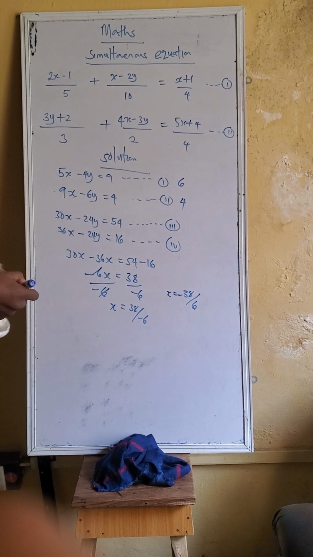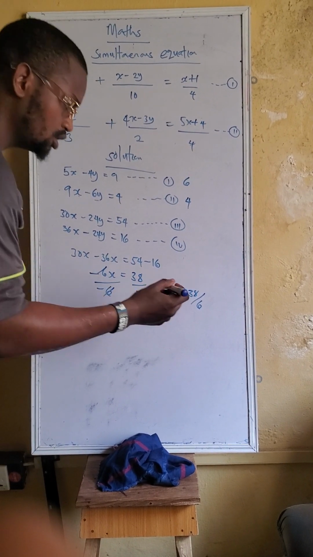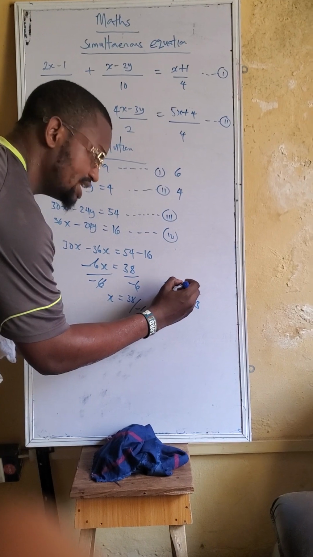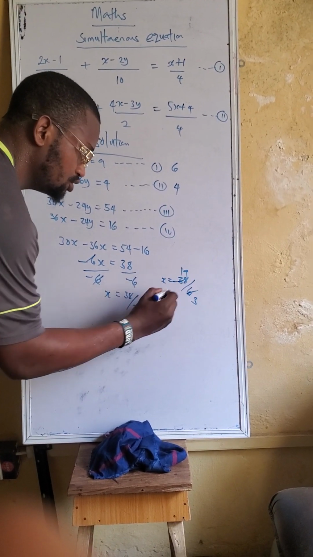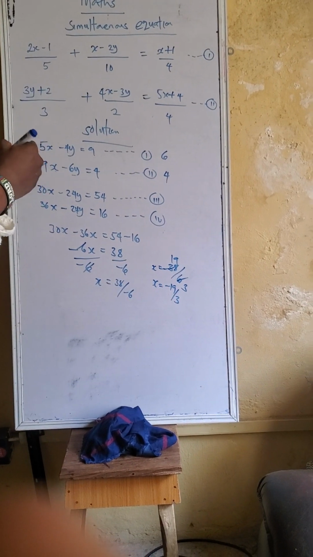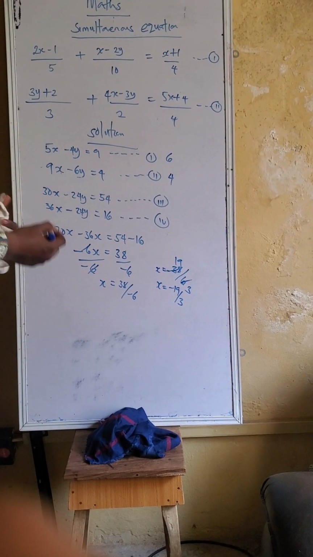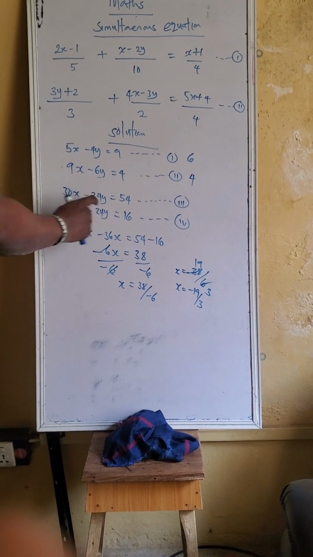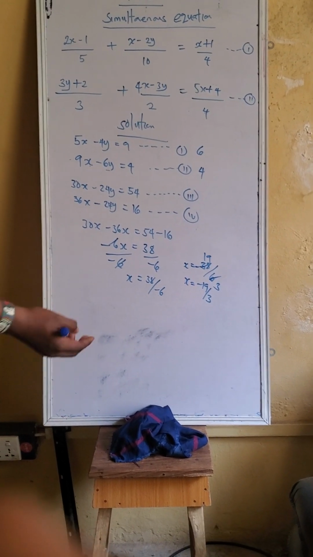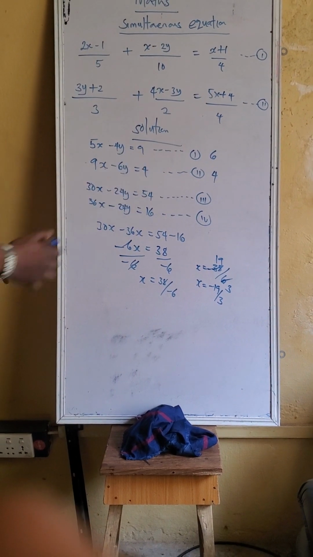Yes, I am. Now, this can still go by 2. 2 in 6 is 3, 2 in 38 is 19. So we can say x is equals to what? Minus 19 over 3. Now we've gotten our value for x. Now, impute the value for x in either 3 or 4. You can impute it anywhere, anyways. Or let's just put it in 2.